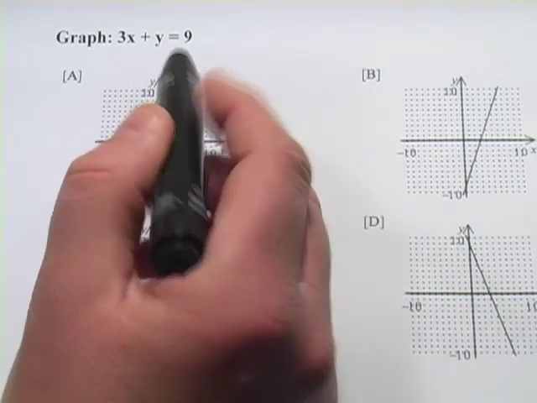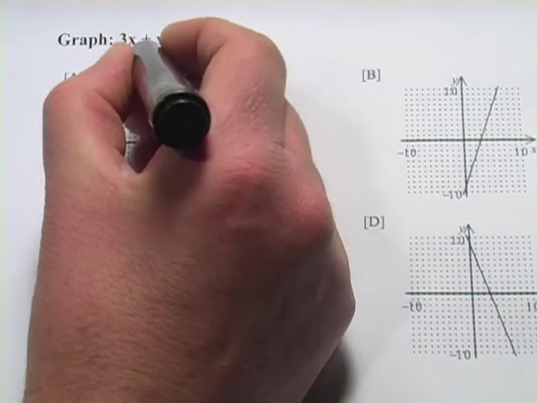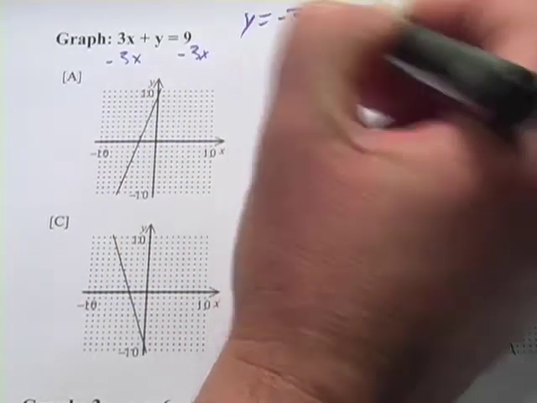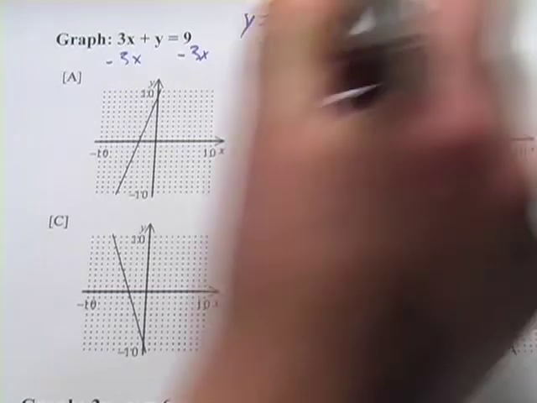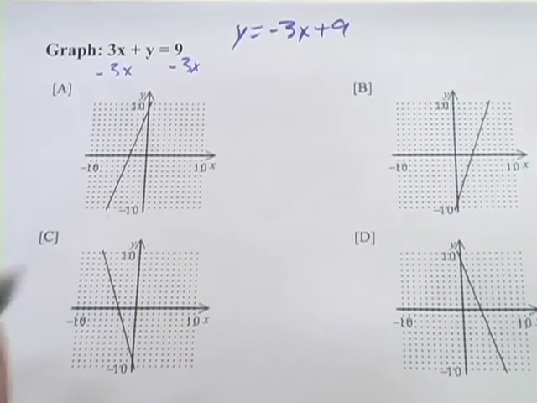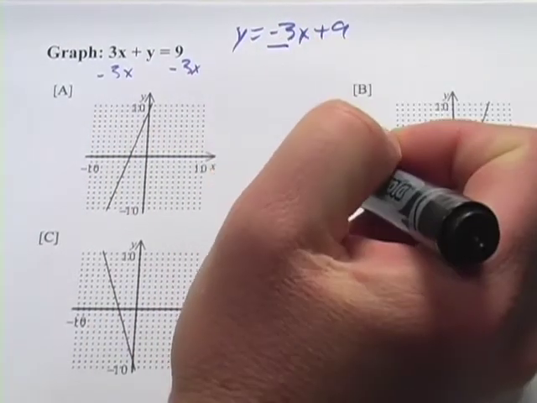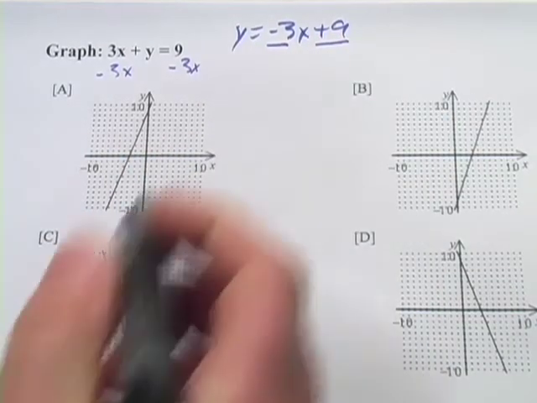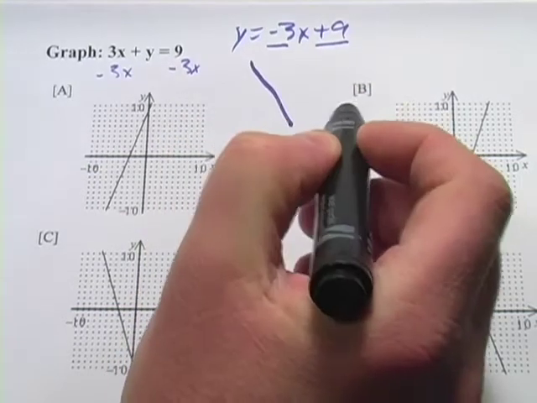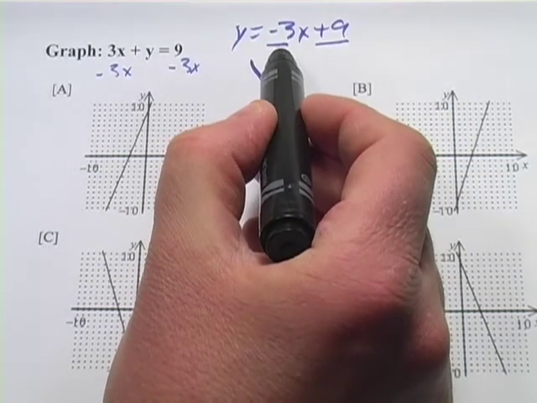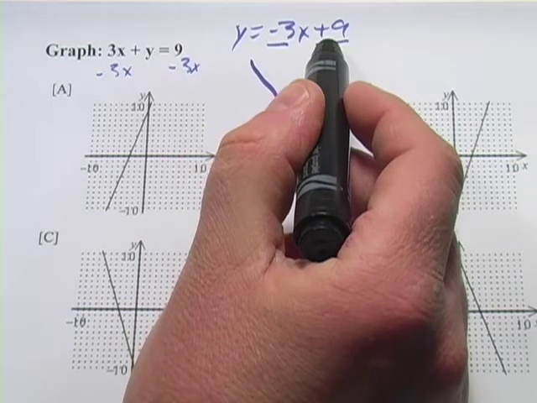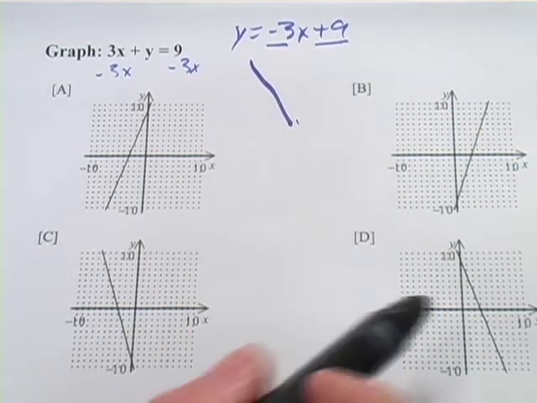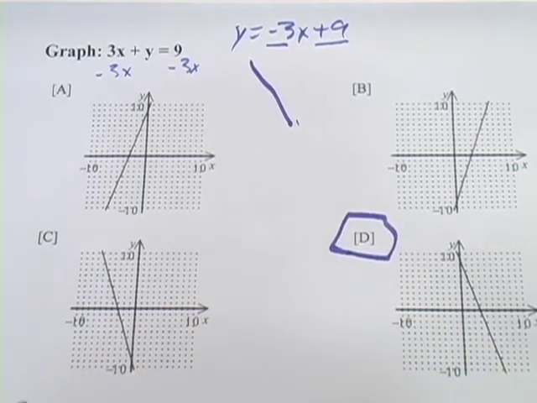In this first one, all I would have to do is subtract 3x from both sides, and I would get y equals negative 3x plus 9. Now that is in the slope-intercept form. So your slope of the line is this coefficient of x, and the intercept is a positive 9. So I would look for a pretty steeply down-slanting slope, because the slope is a negative 3, and then it crosses the y-intercept at a positive 9. And let's see, the only one where that is the case would be D.